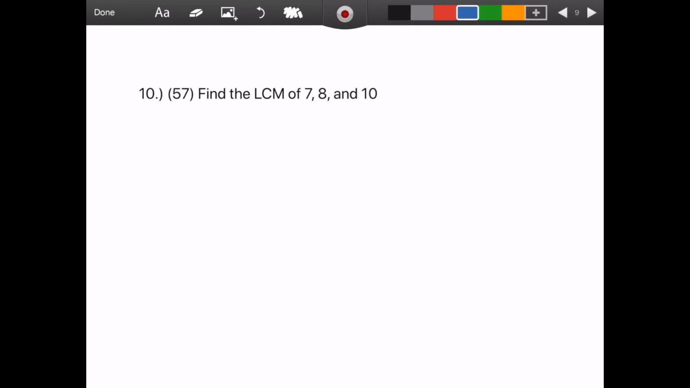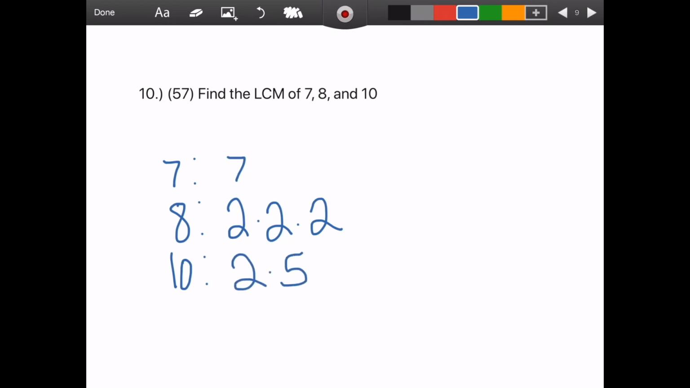Number 10 is from lesson 57, and they want you to find the LCM, or the least common multiple, of 7, 8, and 10. So remember, we need to write out the prime factorization of each number. So you can use a factor tree to find these. I'm going to skip that step for now and just write out the prime factorization. 7 is 7, 8 is 2 times 2 times 2, 10 is 2 times 5.